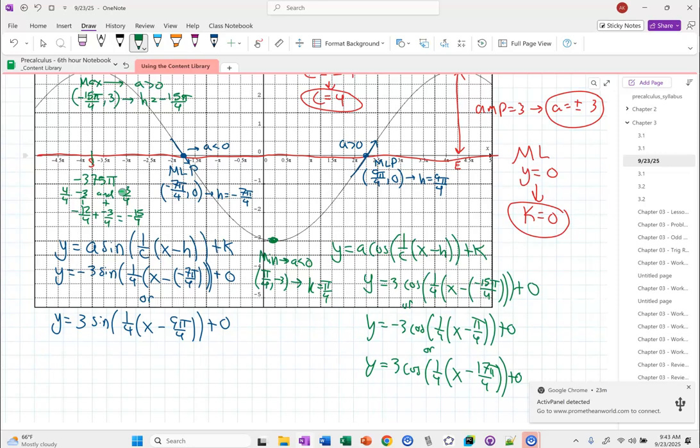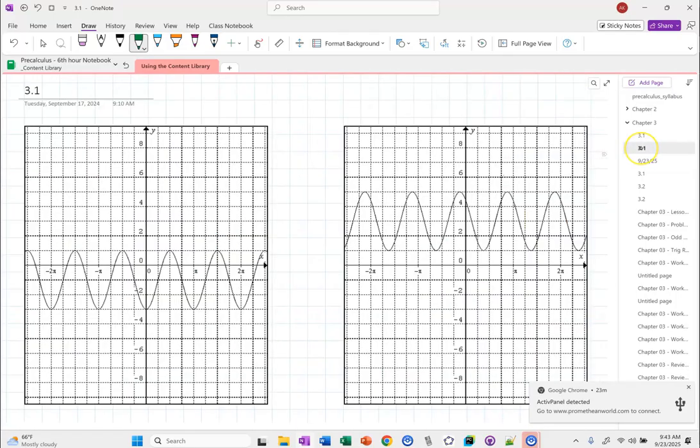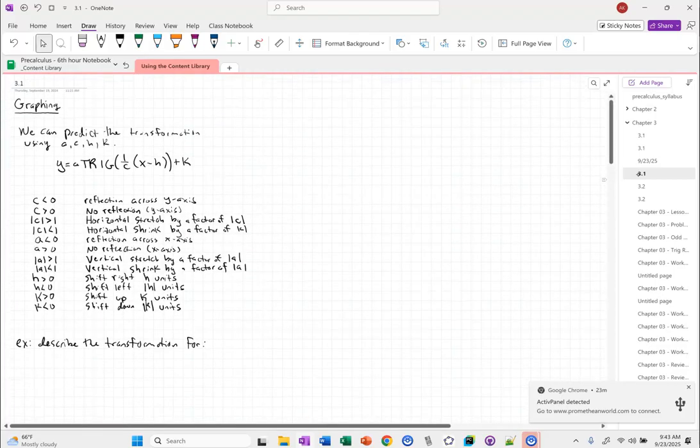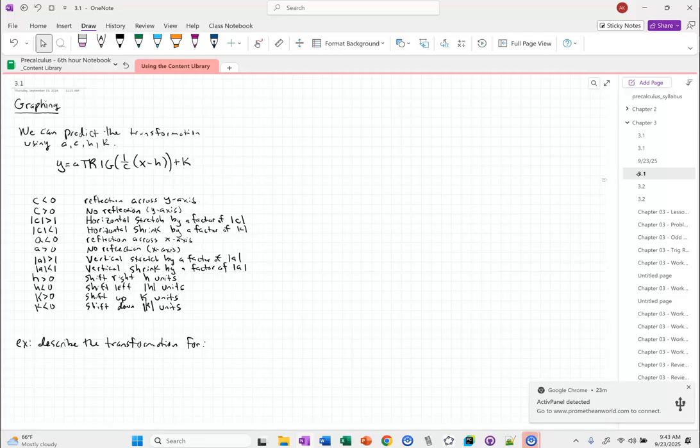All right. So let's push on here for today. Today we're going to be talking about graphing. The goal for today, the skill we want to walk away with, is the ability to take an equation, a sine or cosine equation, and generate a graph from it. Everybody's okay with that?